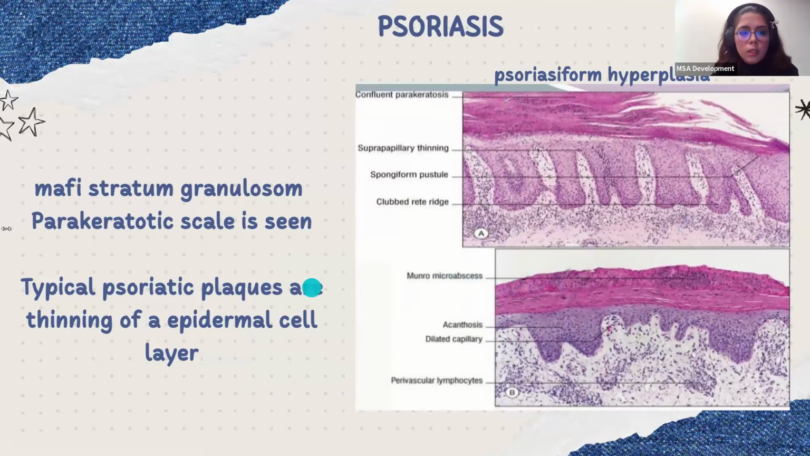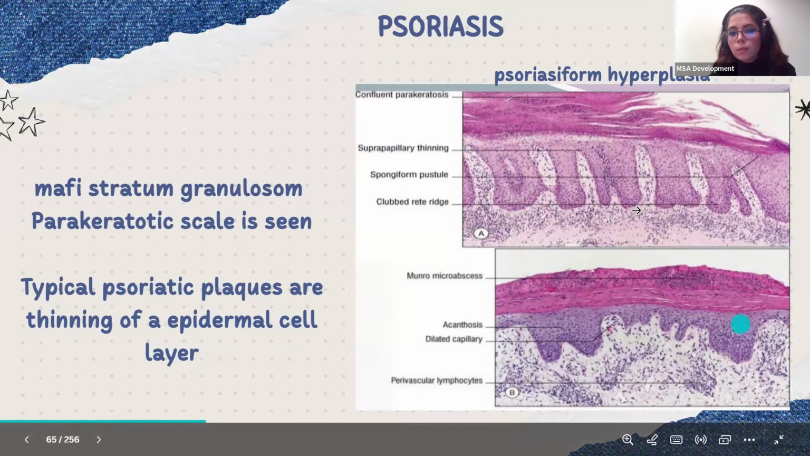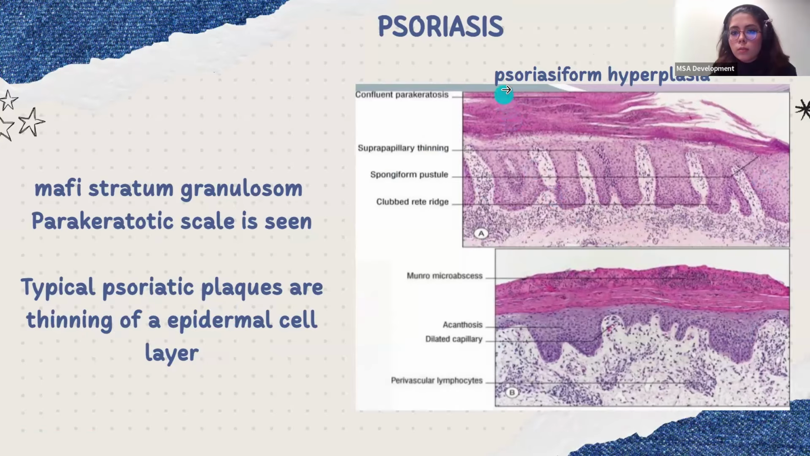This is the histo slide. I don't believe this was covered by Dr. Ahlam, but I'm gonna go over it very quickly. There is no stratum granulosum, okay? So a parakeratotic scale is seen, okay? So you have nuclei in the dead cells that contain keratin, which should not have them, okay? Typical psoriatic plaques show thinning of the epidermal cell layer, okay? This is what it looks like. Just know it.